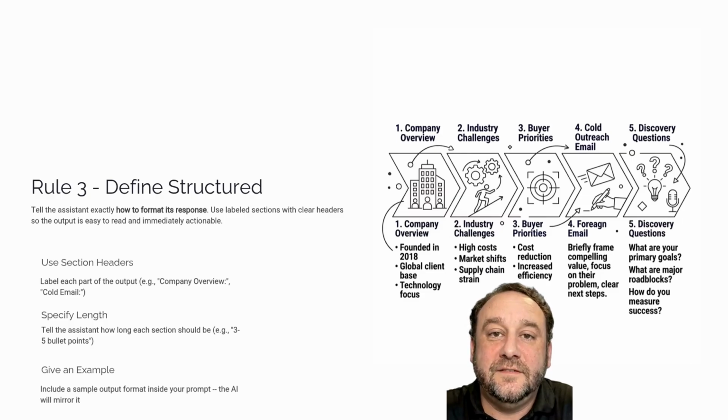You can also specify how much detail each section should contain. For instance, you might ask for 3 to 5 bullet points for each section. Providing an example can also help guide the assistant. When the AI sees the structure you expect, it is more likely to produce results that match that format. Structured outputs turn AI responses into practical tools that professionals can use immediately.